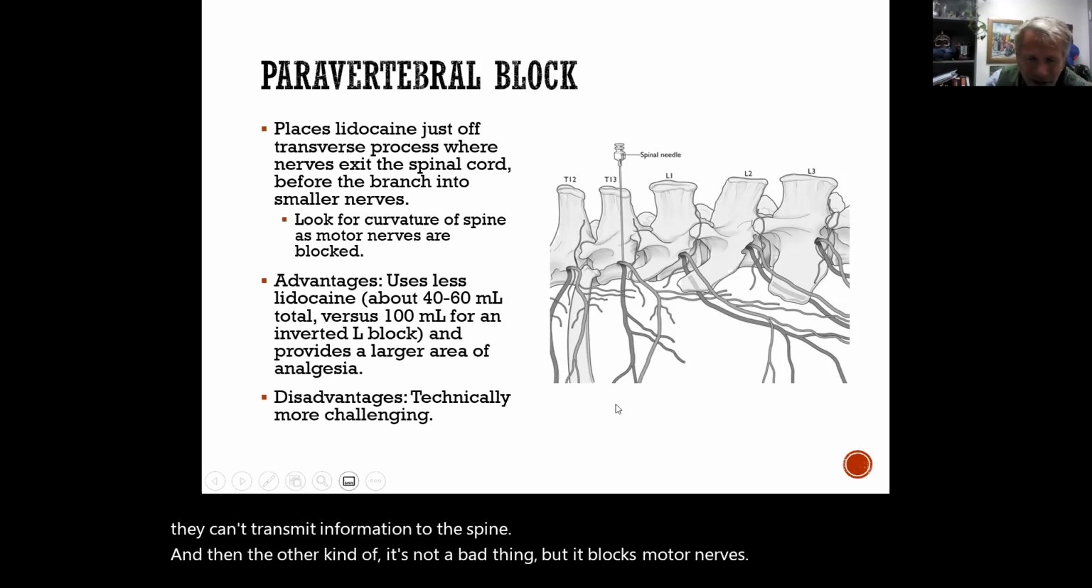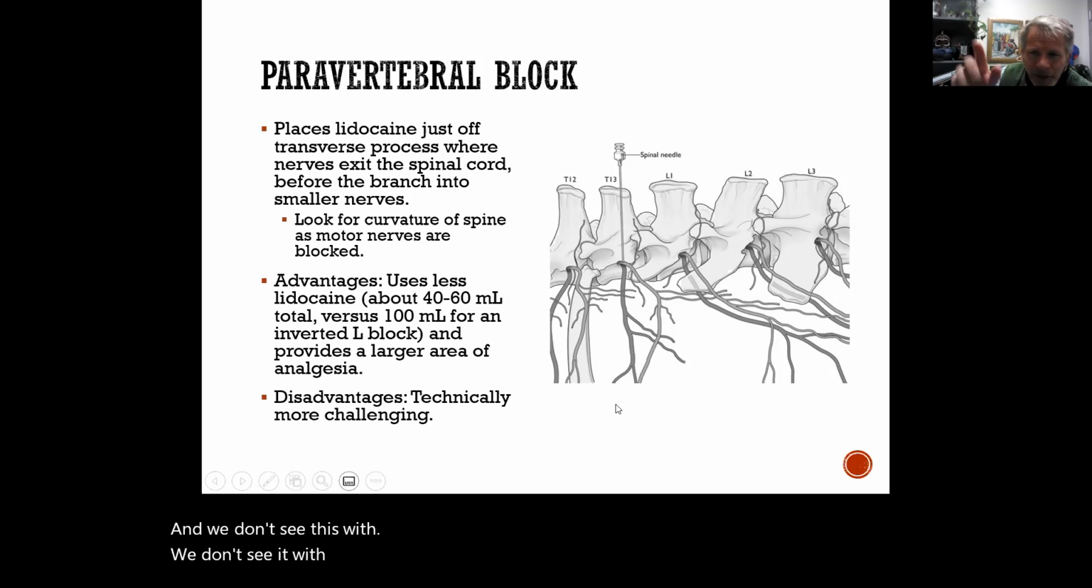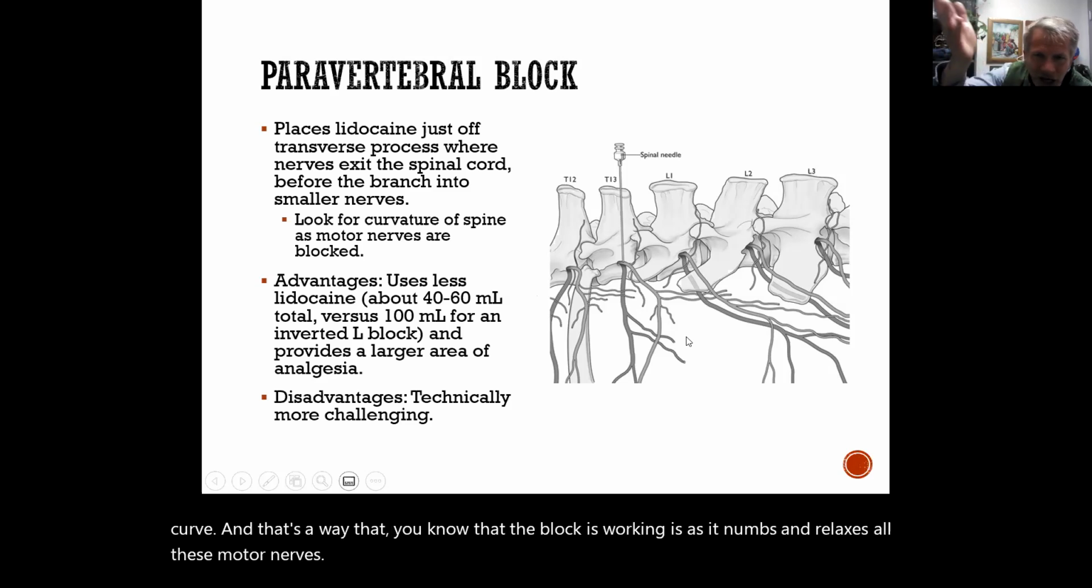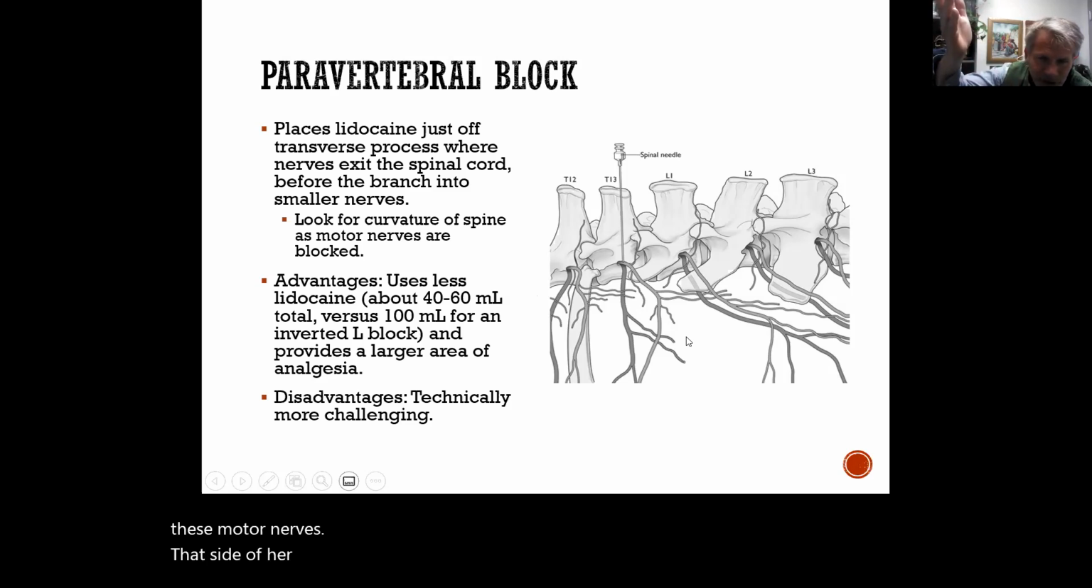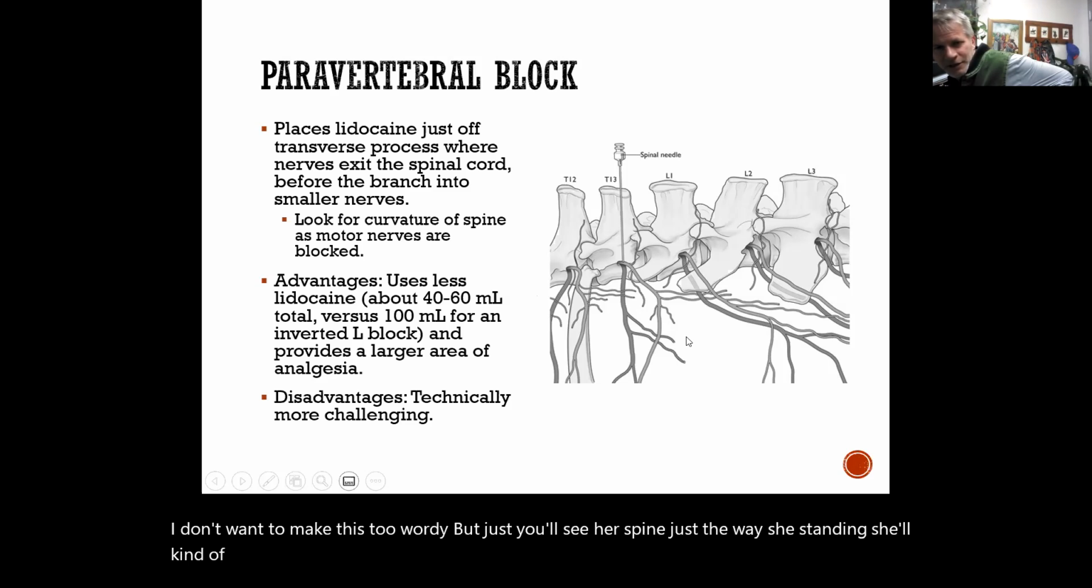And we don't see it with those first two techniques, but you'll actually see the spine of the cow will curve. And that's a way that you know that the block is working, as it numbs and relaxes all these motor nerves. I don't want to make this too wordy, but you'll see her spine, just the way she's standing, she'll kind of bend a little bit to whatever side you numbed.